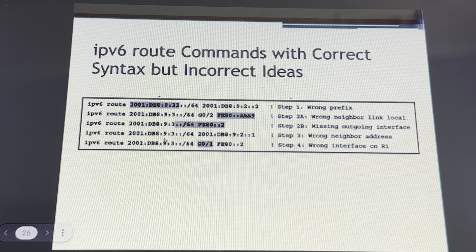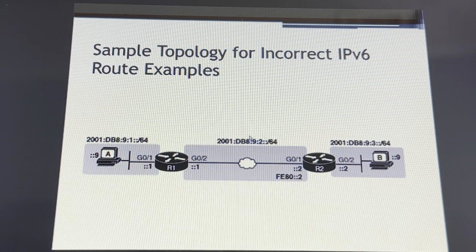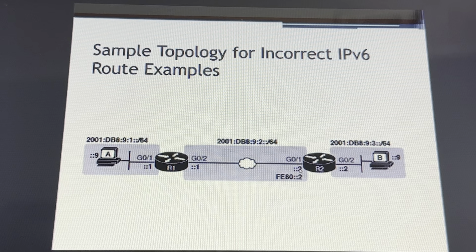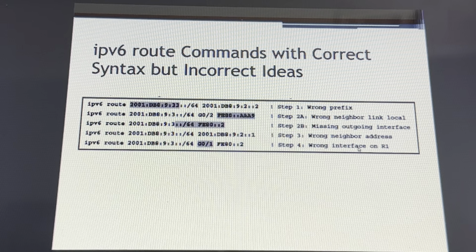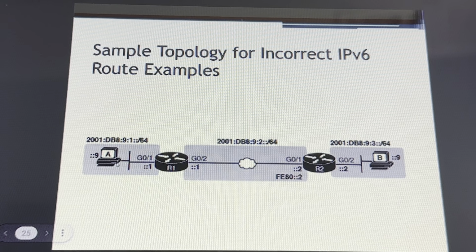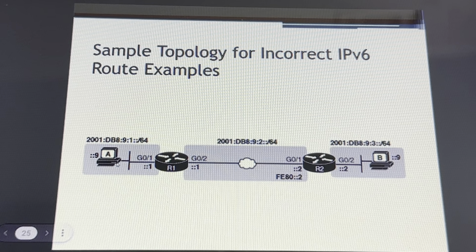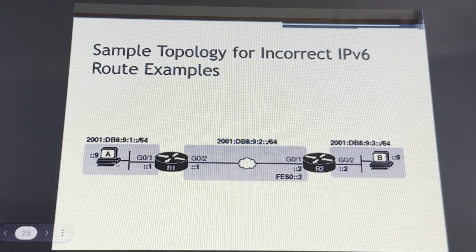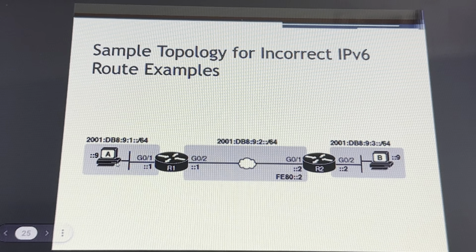In this particular route here, they used the wrong neighbor address. They used 2.1, which is itself, as opposed to 2.2. And in this final one, they put the wrong interface on R1. So it's going to try to go back out this interface as opposed to out this interface routed to the link local. So just some incorrect routes. None of these would work.